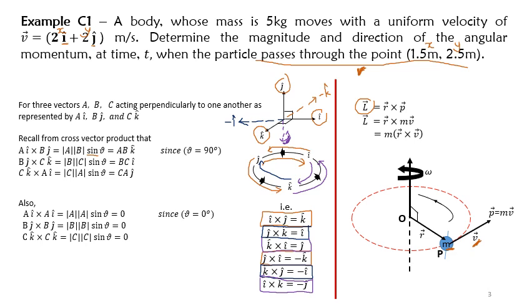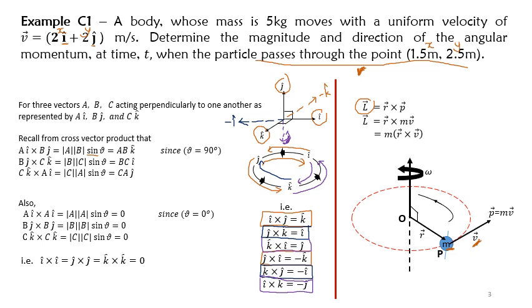Okay, likewise, J cross J, the resultant vector will be 0. Likewise, K cross K. Okay, so please master it. I cross I is equal to J cross J is equal to K cross K, which is 0. Okay, so master that very well.